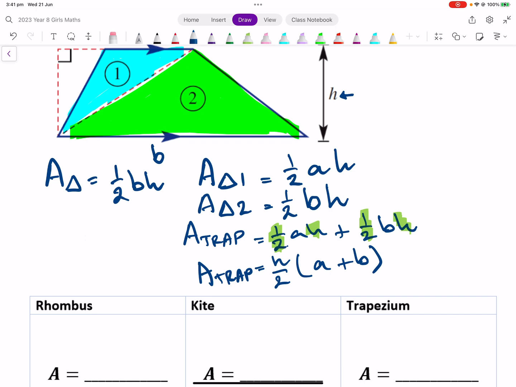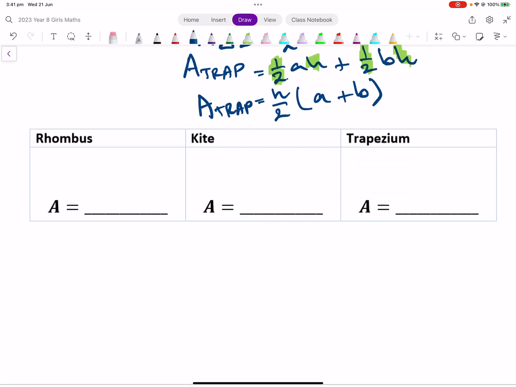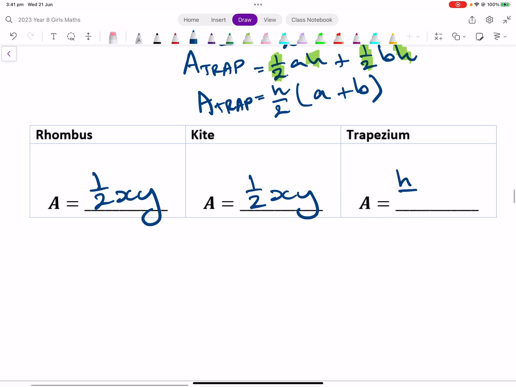All right, so let's summarize what we've just learned. The area of a rhombus is a half xy. The area of a kite is a half xy. And the area of a trapezium is the height of the trapezium, which is the distance between the two parallel sides, times A plus B, which is the two sides added together. Just bear in mind that you will have a cheat sheet in the test, so you'll be able to have these formulas available to you in the test.